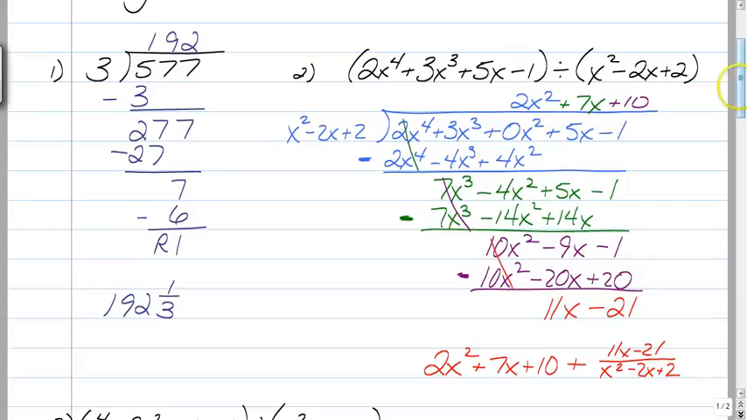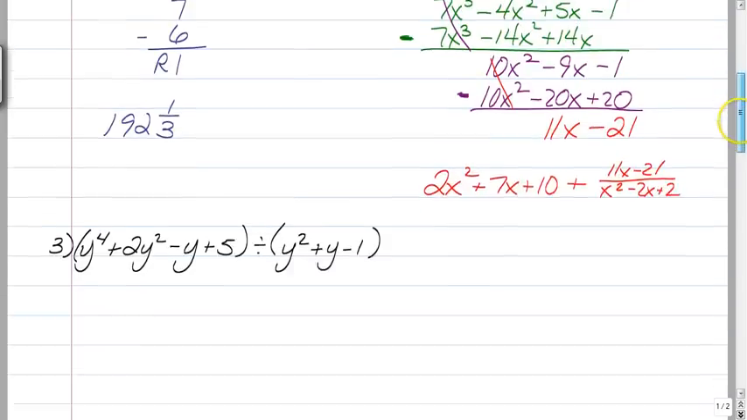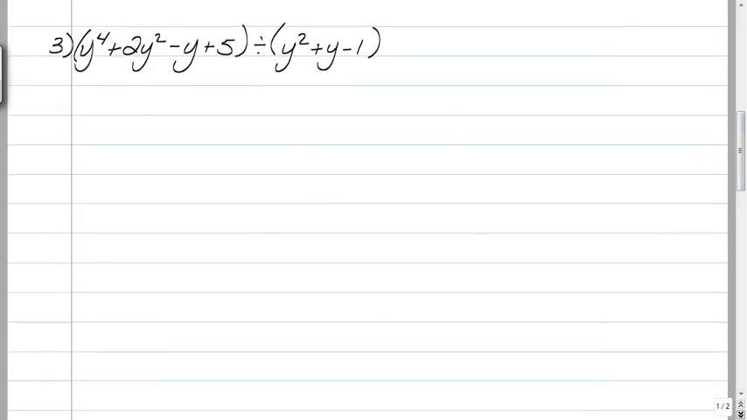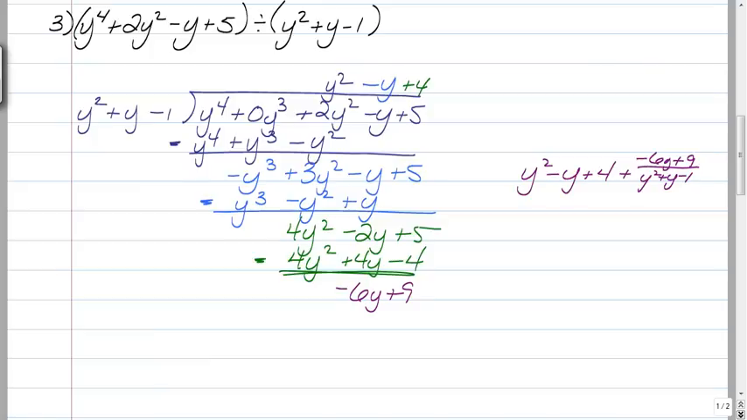All right, so you get to try number 3 from start to finish all on your own. Pause the video and give it a try. Okay, so here you go. All you had to do is ask yourself the exact same questions. You should have ended up with y squared minus y plus 4 plus your remainder of negative 6y plus 9 over the y squared plus y minus 1. All right, long division, you need to know it.